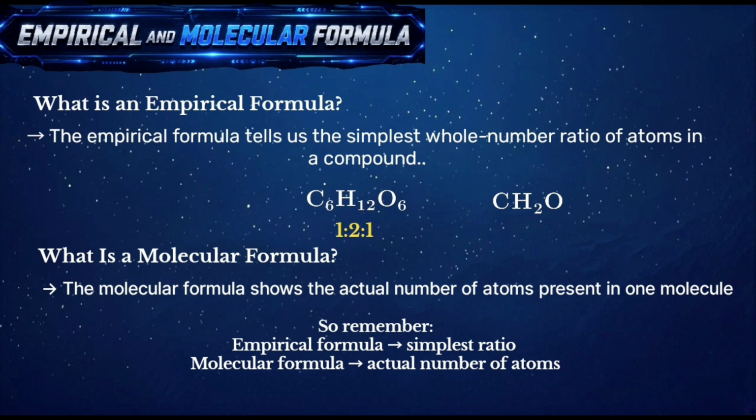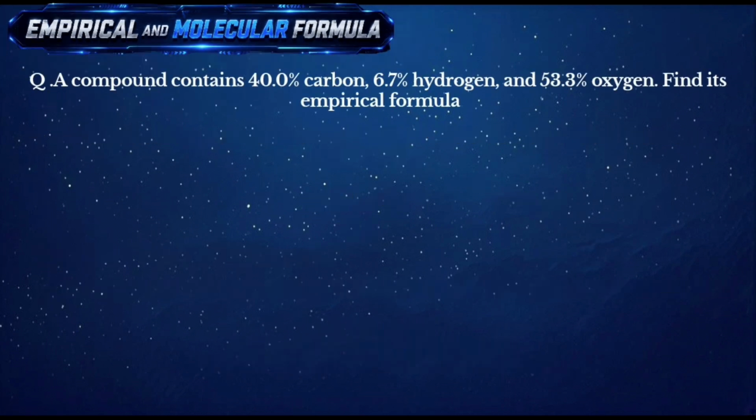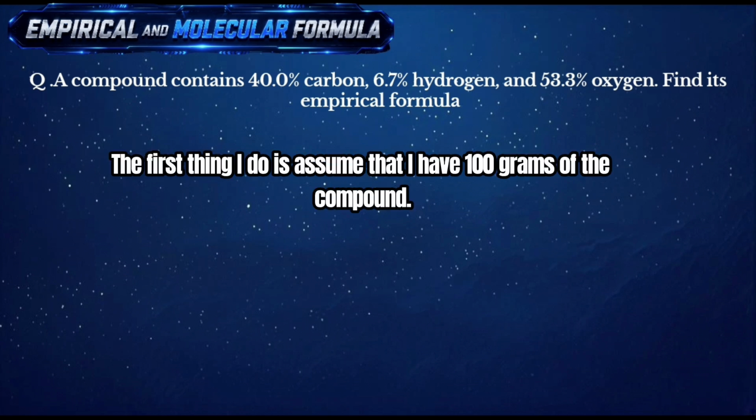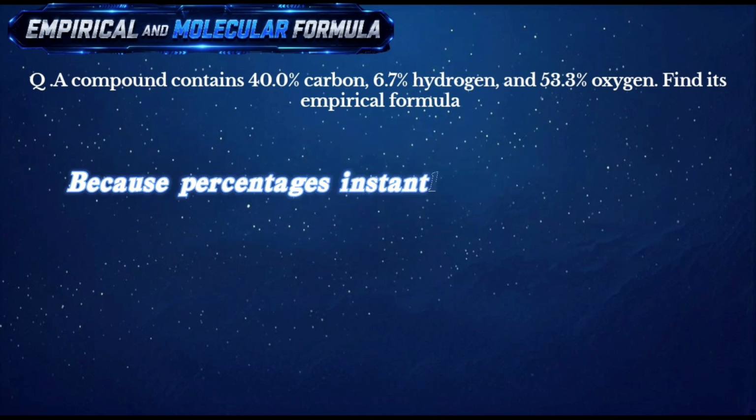How do we find an empirical formula? Let's solve a question. A compound contains 40.0% carbon, 6.7% hydrogen, and 53.3% oxygen. Find its empirical formula. Now, whenever percentages are given, the first thing I do is assume that I have 100 grams of the compound. Why? Because percentages instantly become grams.